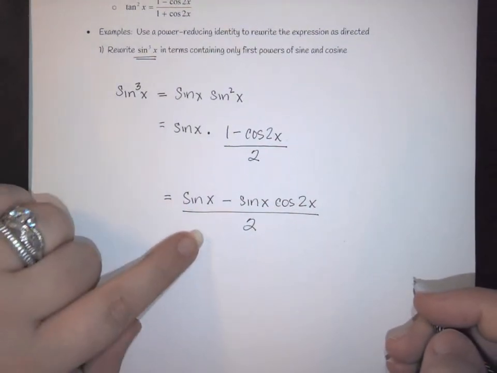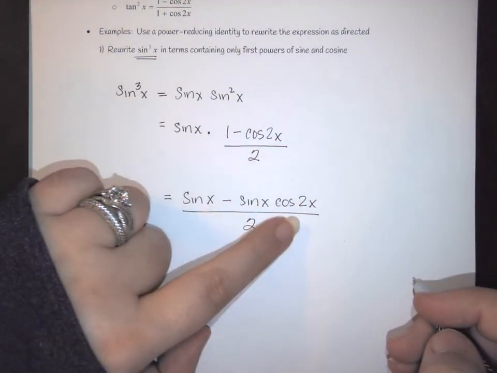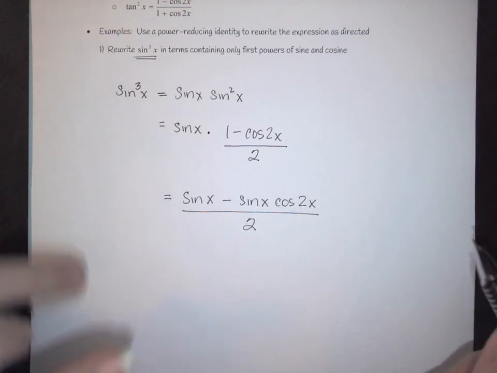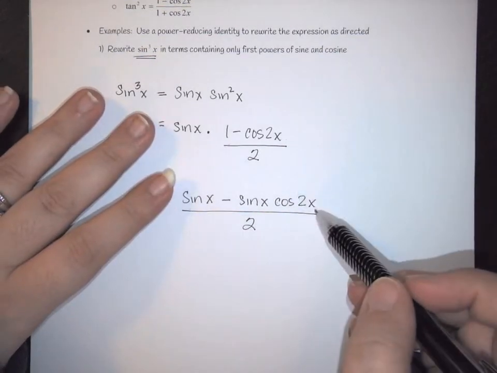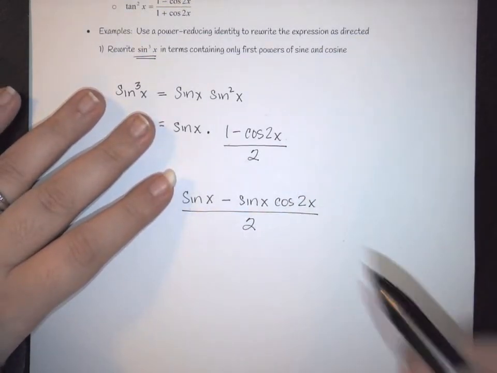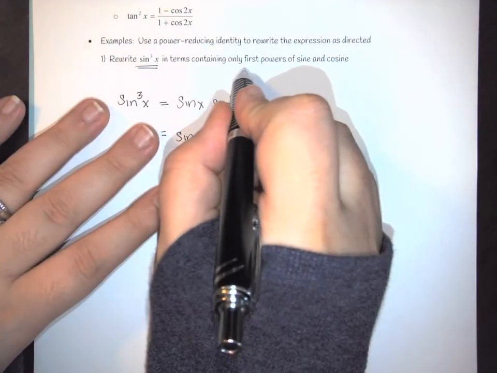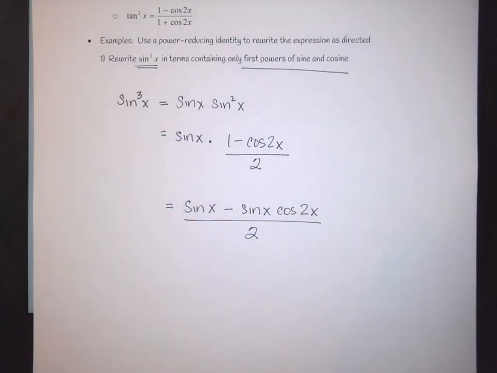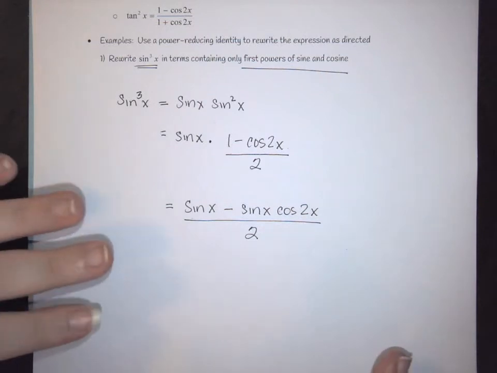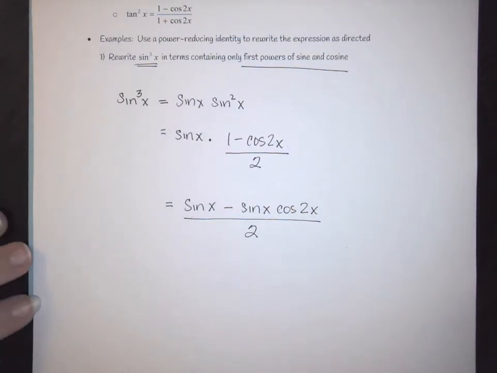And what you should notice is that I have first powers of both sine and cosine. I'm not asked to reduce the double angles, so I can go ahead and leave it. The only thing I wanted to satisfy was first powers of sine and cosine. I have done that, so I have simplified as far as I need to go.